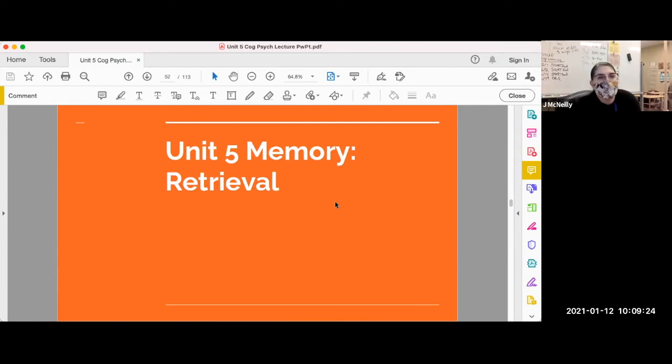So Unit 5, memory retrieval, this is where we left off last. We were talking about the two parts of retrieval, which are recall and recognition. Can anyone tell me what recall is?